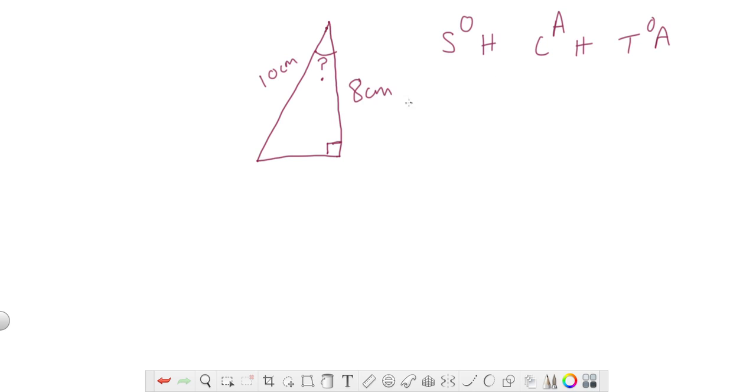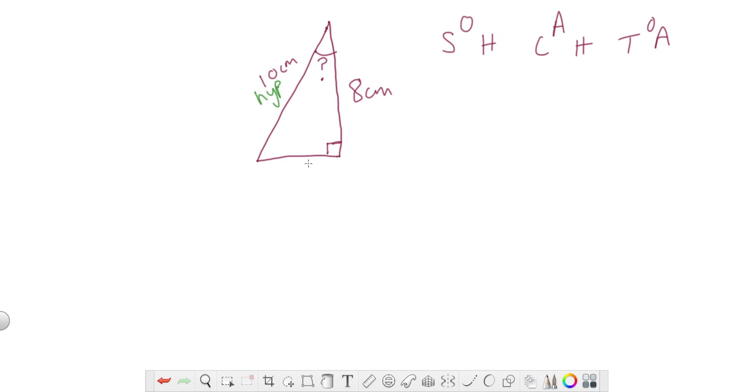If you're not sure about this, please watch the videos that I've made on SOHCAHTOA, trigonometry, prior to this one. Right, the first thing you have to do is label the sides of the triangle. It's always easy to label the hypotenuse. Hypotenuse is the longest side, this one here, which is always opposite the right angle. So this is hypotenuse.